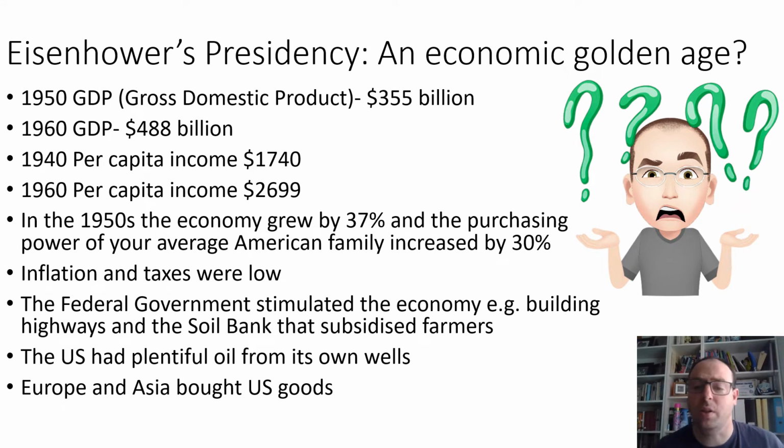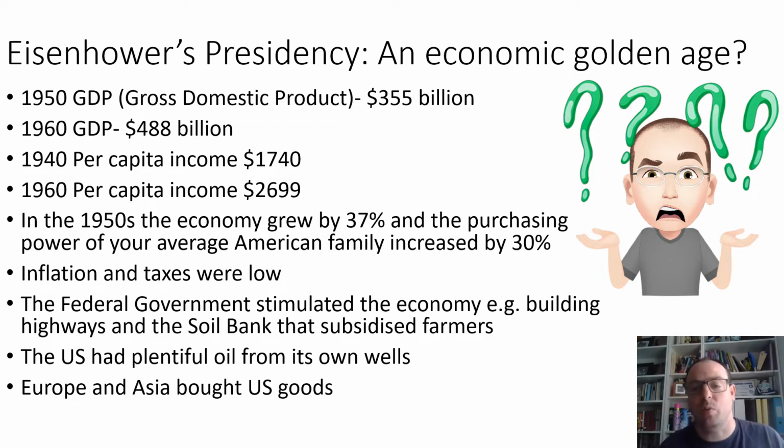Now, often the 1950s, particularly economically, are considered rather a golden age in American history. And what we've got on screen now is some of the evidence to why. So, for example, in 1950, the GDP, gross domestic product, which is essentially the amount of money generated by the economy, was $355 billion. 10 years later, in 1960, it was $488 billion. So this shows a substantial economic growth going through that 10-year period.